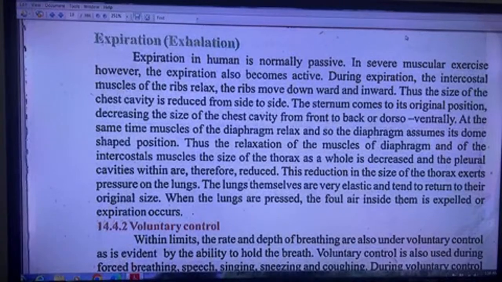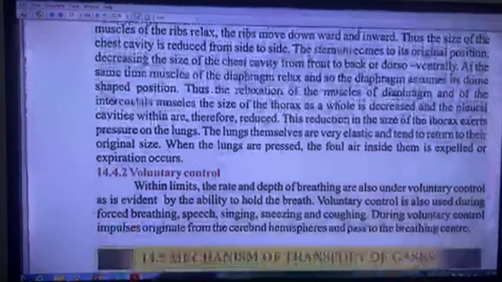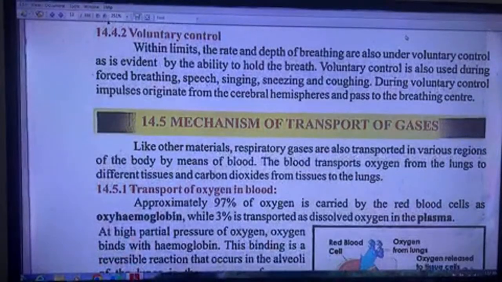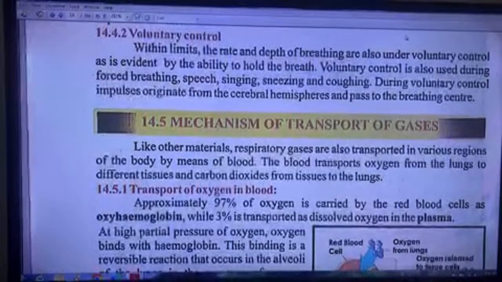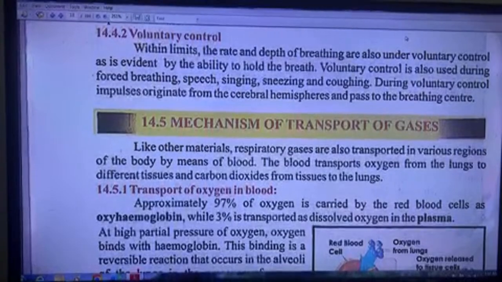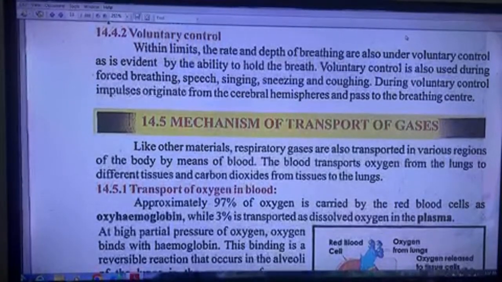When the lungs are pressed, the whole air inside them is expelled, or expiration occurs. Voluntary control: within limits, the rate and depth of breathing are also under voluntary control, as is evident by the ability to hold the breath. Voluntary control is also used during forced breathing, speech, singing, sneezing, and coughing. During voluntary control, impulses originate from the cerebral hemispheres and pass to the breathing center.